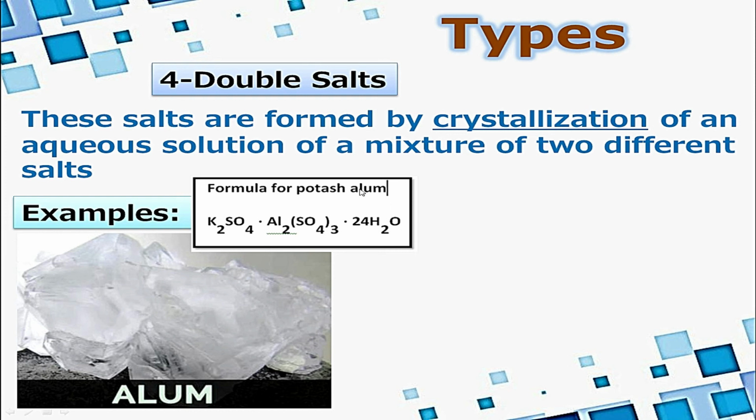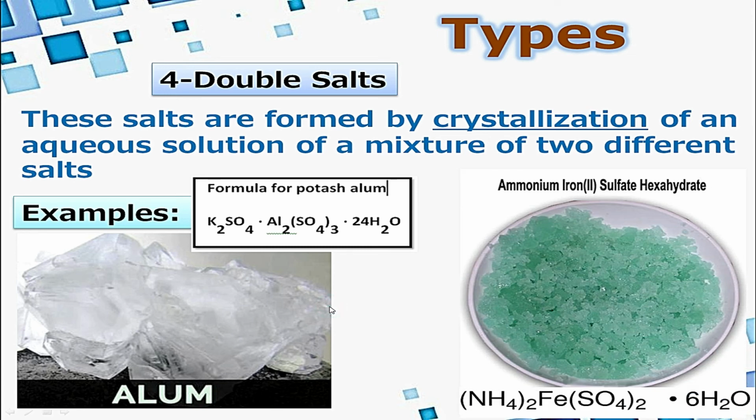This is the formula of potash alum. Here you can see K2SO4 is a salt. Another salt is Al2(SO4)3, aluminium sulfate. These two salts are attached together. They are crystallized together. So they have taken one salt formula. So through their formulas you can recognize that this is a double salt. Another example of double salt is Mohr salt, ammonium iron sulfate hexahydrate. It is formed by the combination of ammonium sulfate and iron sulfate. It can be written like this also.